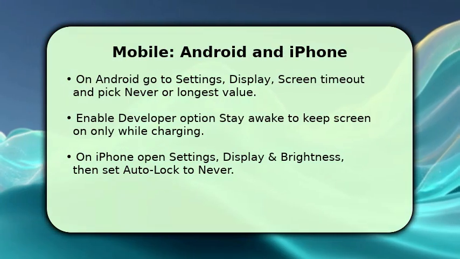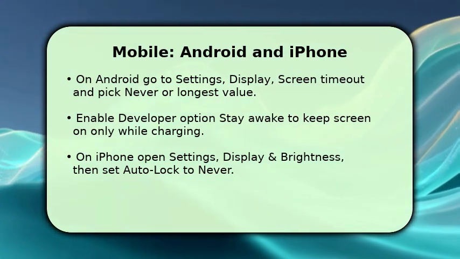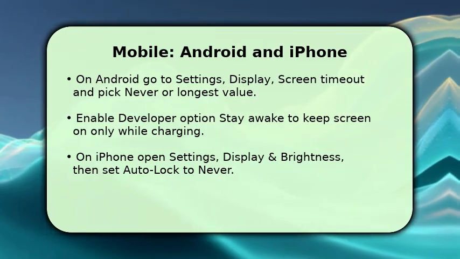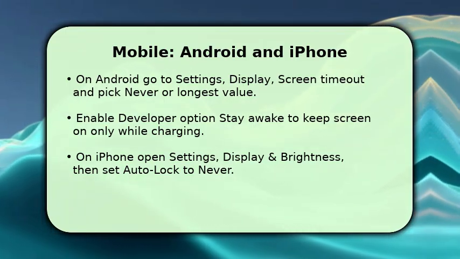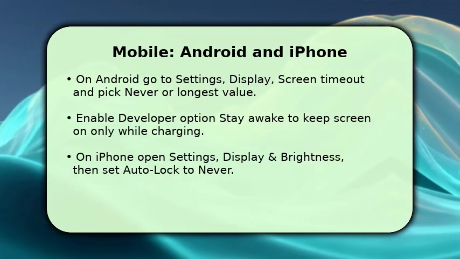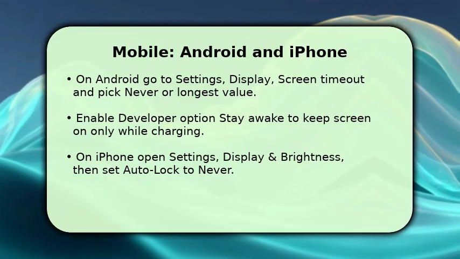On Android, open Settings and tap Display, then Screen Timeout to change the value. Choose Never when the option exists or select the longest available timeout period. If you only need the screen awake while charging, enable Developer Options and toggle Stay Awake.